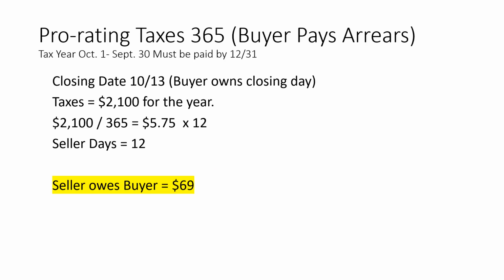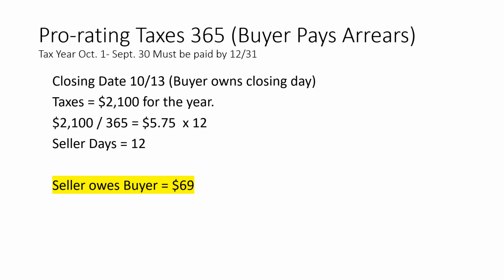Okay, now we're getting a little tough. This is going to prorate taxes on a 365-day method where the buyer pays the taxes in arrears. So the closing date is October 13th and the buyer owns a closing day. Taxes are $2,100 for the year. So the first thing you're going to do is take that $2,100 and divide it by 365 days to get your per diem, your per day rate.